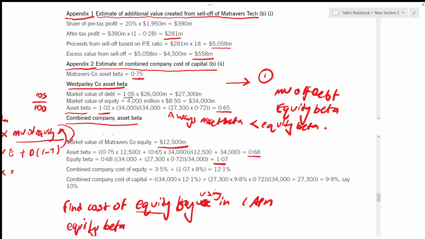Now what you have to do, use this equity beta in your CAPM model to find the cost of equity. Combined company's cost of equity. You are not finding two different WACCs, by the way. You are not finding two different costs of equity. The equity which you are finding is the combined company's cost of equity. You are finding one asset beta for the combined company, one equity beta, one combined cost of equity, and one WACC only for the combined company. It's not two different now. It's one company.